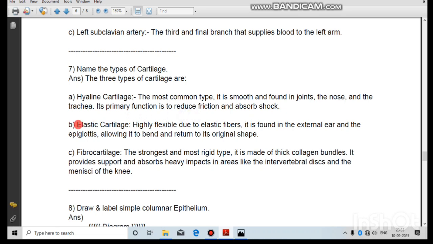Okay, so the next type of cartilage we have got is elastic cartilage. The name itself is telling there will be elasticity, there will be more flexibility here. Why? Because it is made up of elastic fibers. Where can we find such type of cartilage? We can find it in our external ear, and also in the epiglottis. So this is the second type of cartilage, elastic cartilage.